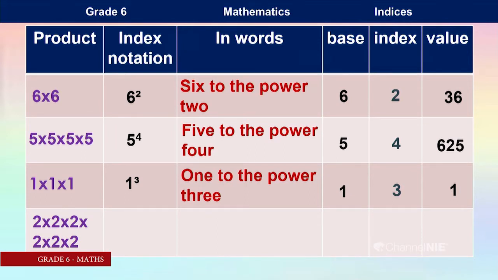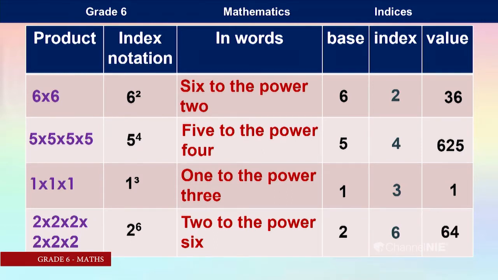Then last one, how many 2s can you see? Then we have to multiply these 2s. 2 into 2 is 4, 4 into 2 is 8, 8 into 2 is 16, 16 into 2 is 32, 32 again you have to multiply by 2, that is 64.